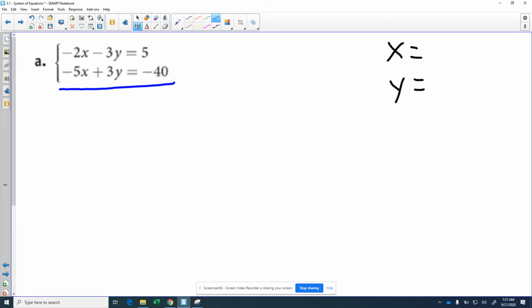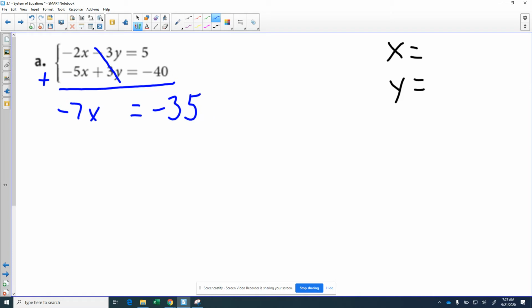So here's all we're going to do. Now that we have negative 3y and positive 3y, we are going to add these two equations together. You'll see why it's called elimination at this step. Negative 2x minus 5x would be negative 7x. Negative 3y plus 3y will cancel itself out. Negative 3 plus 3 is 0, so they eliminate each other. Then on the right-hand side, we have 5 plus negative 40, which is negative 35.